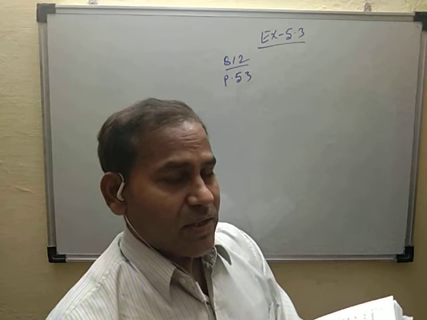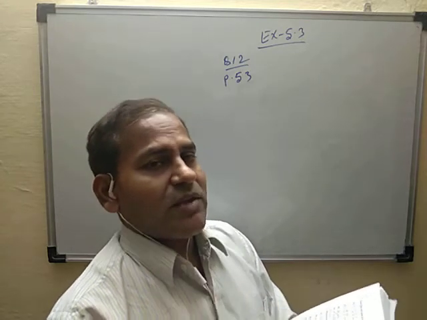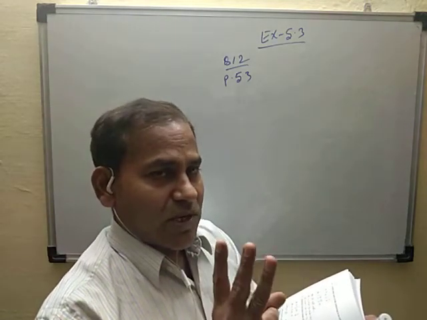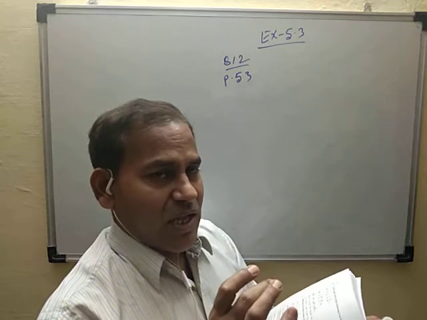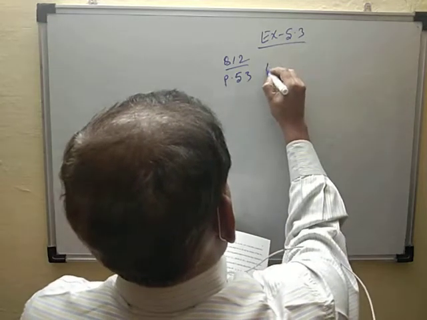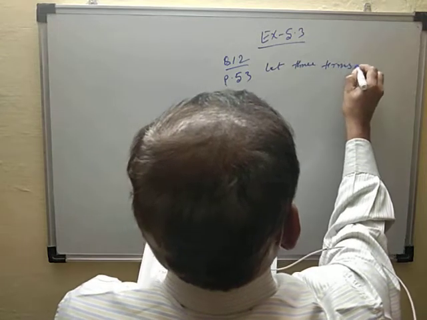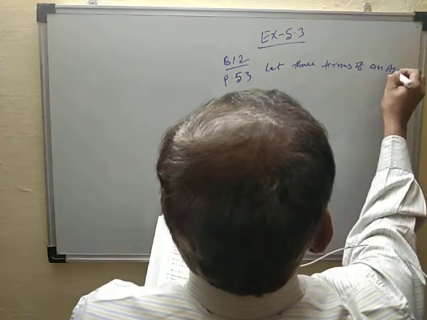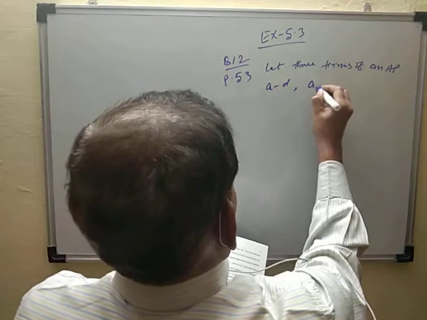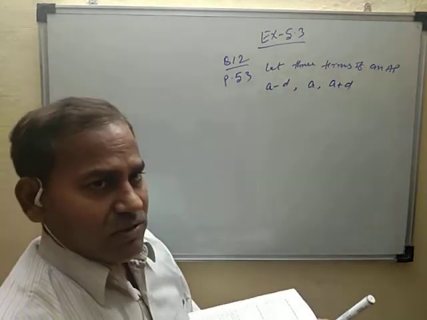These are in AP. So first we suppose the general 3 terms of an AP. What is the general 3 terms? If we suppose 3 terms in AP, then let the 3 terms of an AP be A minus D, A and A plus D. These are the 3 terms.